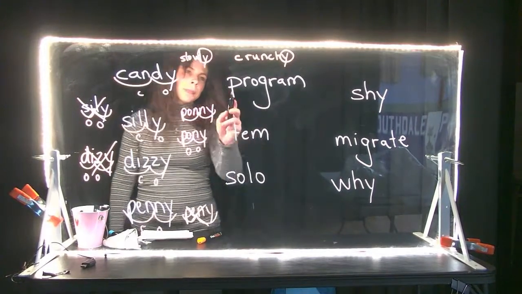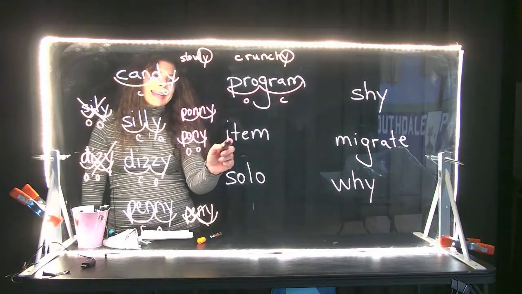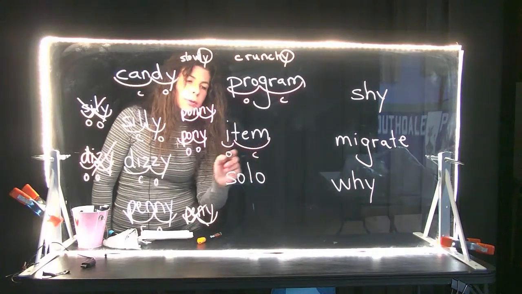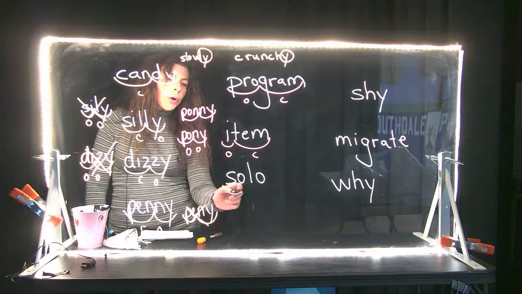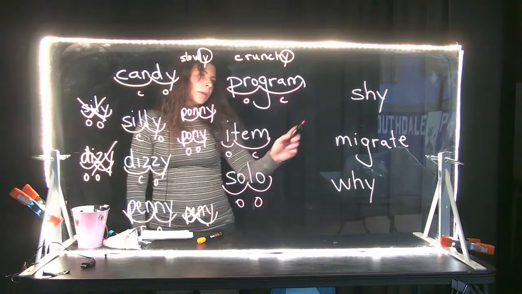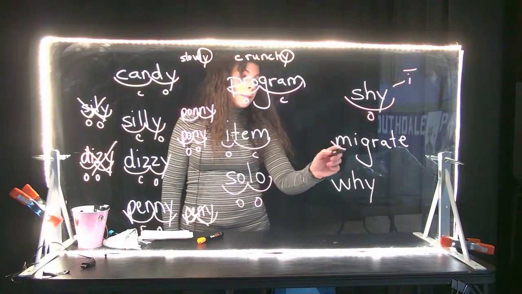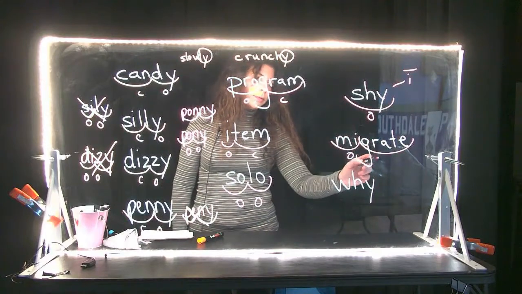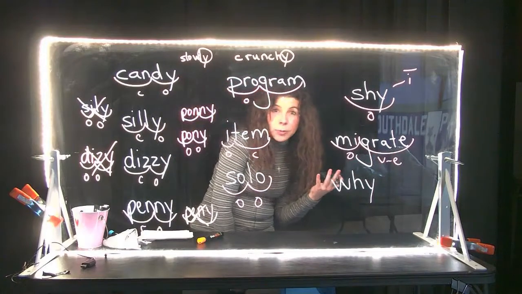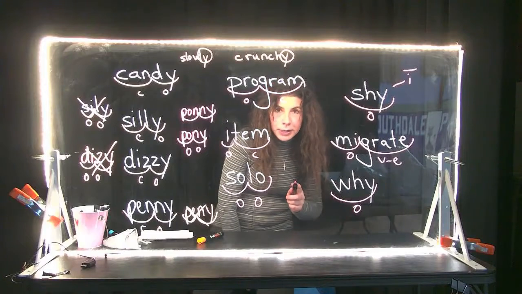Okay, let's move over here. Program, open syllable with a closed syllable. It's not prahgram. Item, open syllable with a closed syllable. Solo, two open syllables. A solo means you're by yourself. Shy, nice open syllable with a Y sounding like an I. Migrate, open syllable with a vowel consonant E. Remember, animals migrate. Usually for seasonal purposes, it's an adaptation. Another nice open syllable, Y, where that Y sounds like an I.